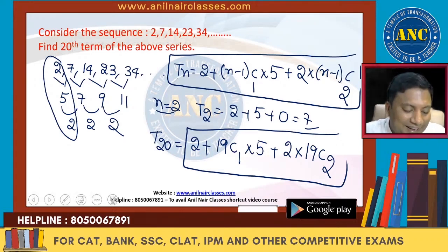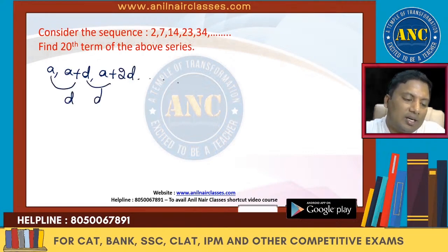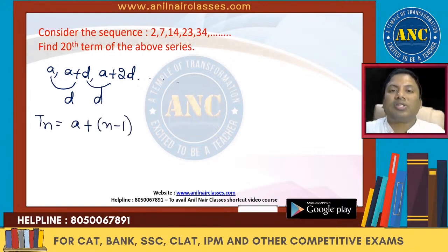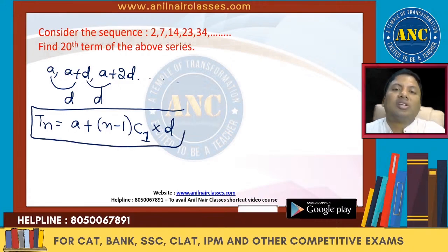The idea is clear. Even then, what we are doing is a, a plus d, a plus 2d and so on. These are nothing but d. So Tn is nothing but the lowest value a. The difference is constant in one step. If there are n terms, n minus 1 gaps will be there. In the n minus 1 gaps, in the first step itself, the gap is coming out to be the same. So a plus (n minus 1) C1 into d.